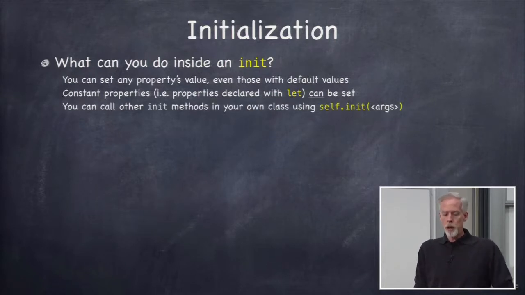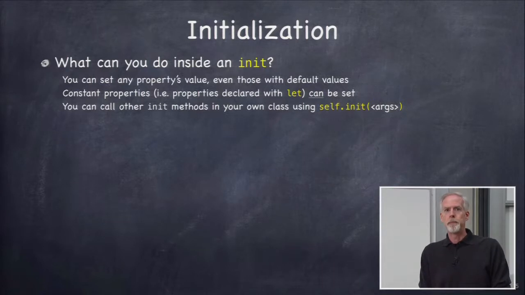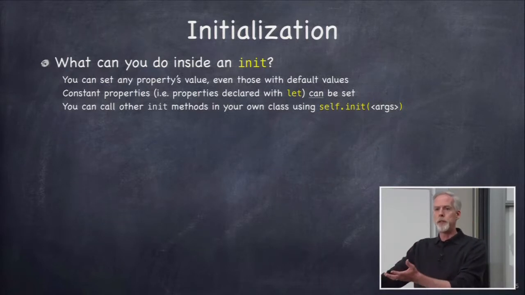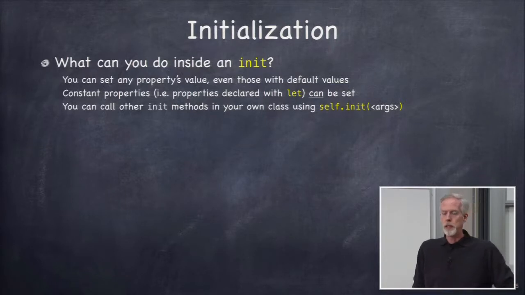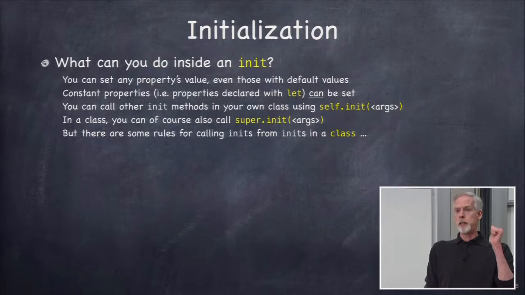You can call other init methods in your own class or struct using self.init. With self.init, you can call the other ones, the ones that have different arguments. And of course, in a class, you can call super.init. Call your superclass's initializers with their arguments, whatever they might be.